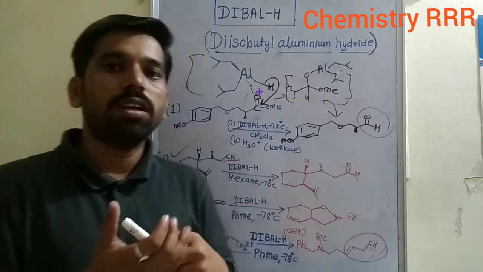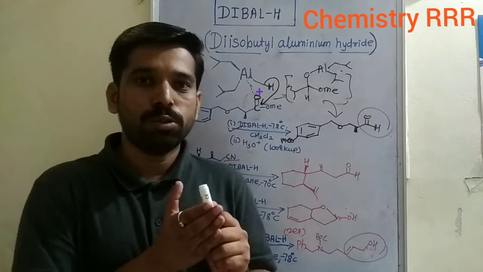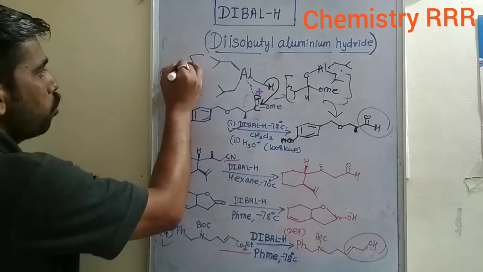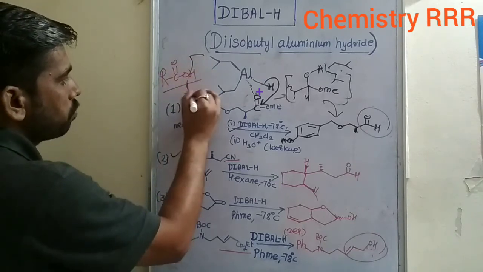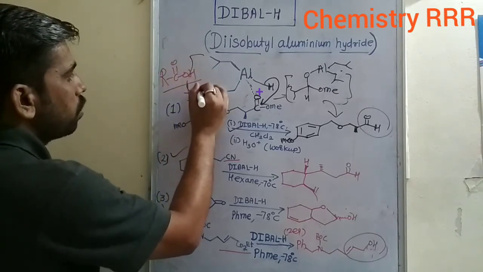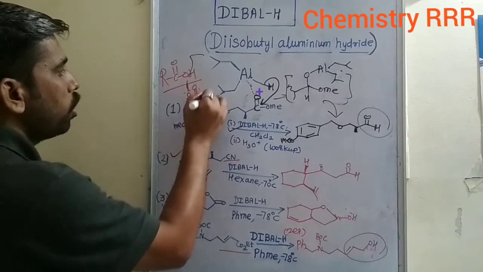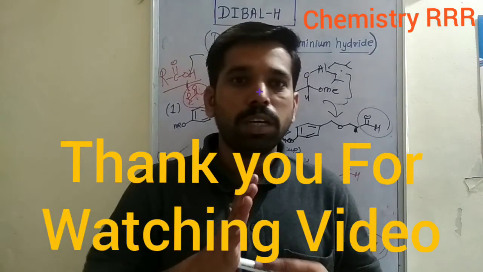It also reduces the acid chloride to the corresponding aldehyde when 1 equivalent of DIBAL-H is used, or the carboxylic acid functional group to the corresponding aldehyde when 1 equivalent of DIBAL-H is used. This is all about diisobutylaluminum hydride.